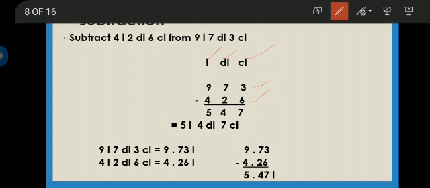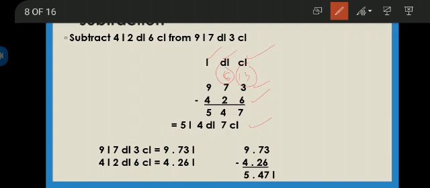Here what you do? Here this is 13. 13 minus 6 is 7. Then here 6. 6 minus 2 is 4. Then 9 minus 4 is 5. The required difference is 5 liter, 4 deciliter, 7 centiliter.